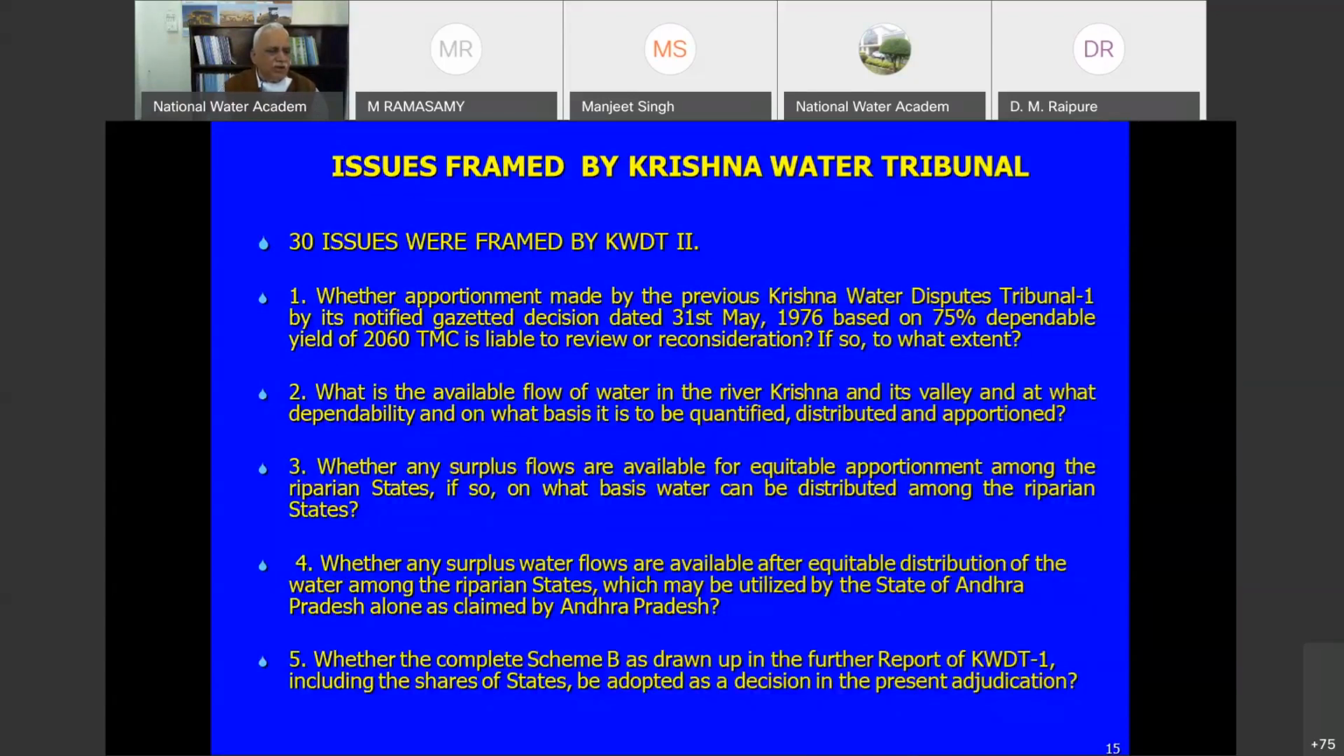Issue number 5 is whether the complete Scheme B as drawn up in the further report of KWDT 1, including the shares of states, be adopted as a decision in the present adjudication.